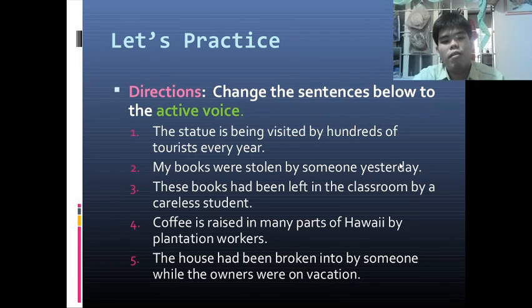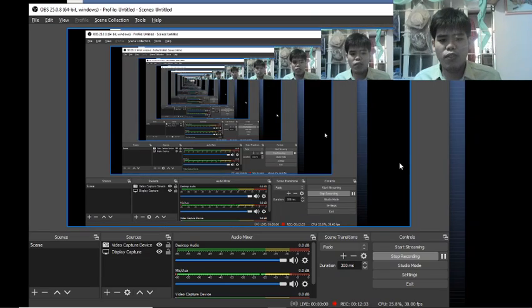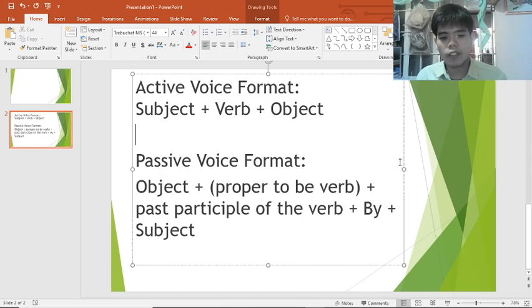Okay. So I will ask you to practice this at your own pace. So just additional information. That's all basically for our active and passive voice. Additional information, in order for you to have a much clearer understanding.